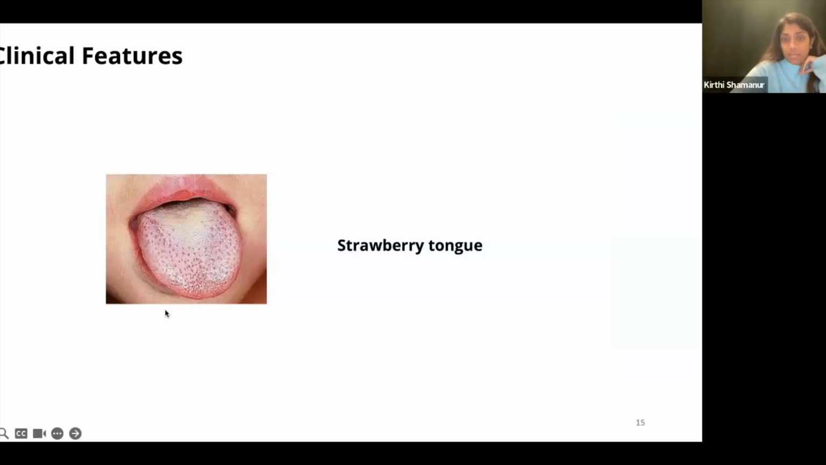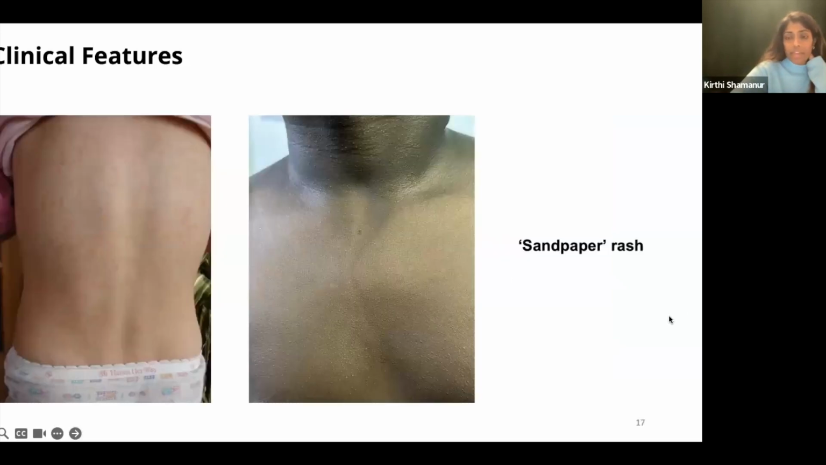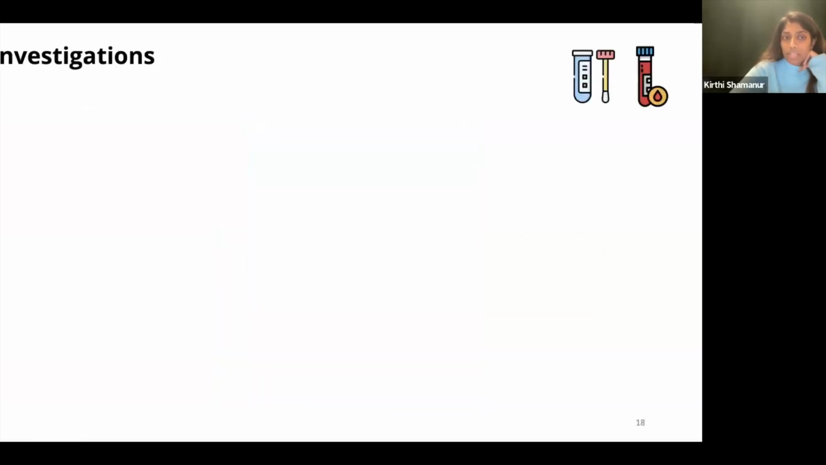So that's an example of strawberry tongue. So as we said, the white coat, the enlarged papillae, quite a swollen tongue as well. And this is the facial flushing with the circumoral pallor. And then you've got the sandpaper rash. So just to see it on different skin tones as well. I couldn't get one of a child, but essentially you won't see the redness as such, but you'll definitely see that texture. You'll see it and you'll feel it, I guess. And it's quite raised.